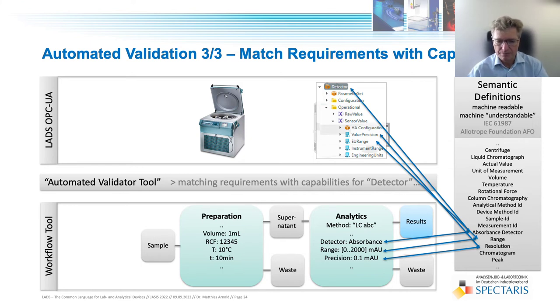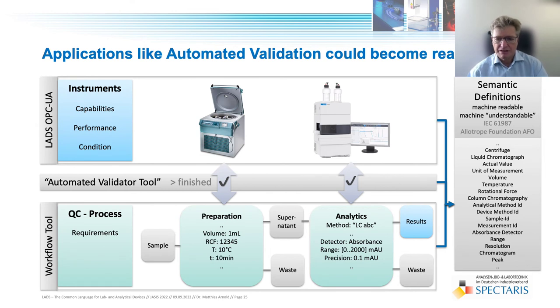of the HPLC. The detector type of the instrument, an absorbance detector, meets the specification. Its measurement range meets the specification. The same applies to its precision, and so on. The technologies presented in this example could make applications like the automated validator a reality. This should serve as an example of how the thoughtful combination of information technologies will hopefully enable efficiency gains and quality improvements in complex and tedious tasks such as validation.